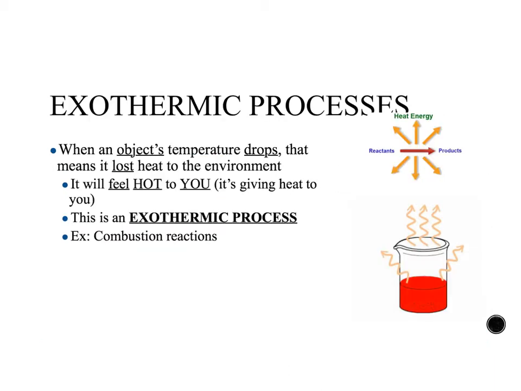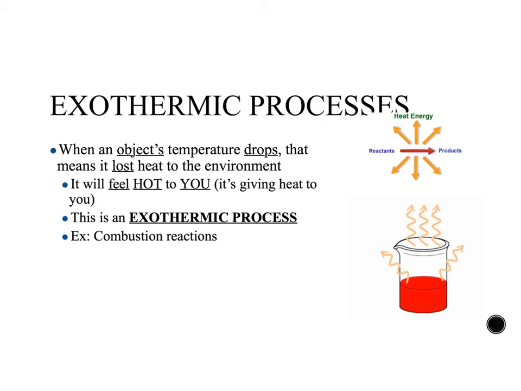All right, so focusing on the object itself and what happens when temperatures drop or rise is what we're going to take a look at in these last two slides. Okay, so we've got an exothermic and an endothermic process, and you've probably heard these terms before, but let's take a look at each of these and review what it means. So when an object's temperature drops, that means it lost heat to the environment, right? So it's giving away heat because the temperature is dropping. All right, it's losing heat to the environment.